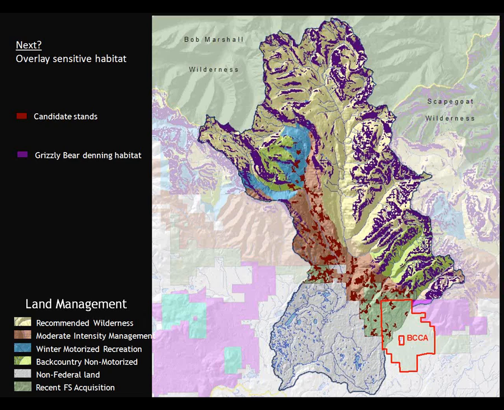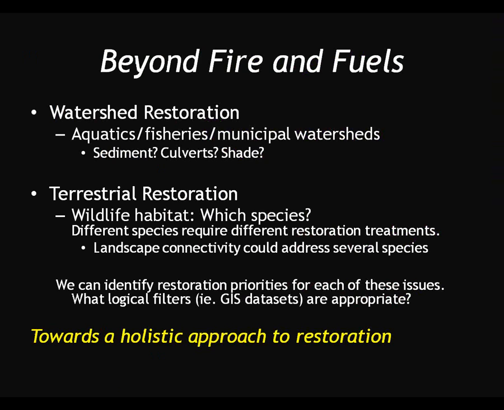So that's an example of how our filtering works, and I've blown through it a little quickly, because I want to save time for questions. But this is only addressing a single element of restoration. So how do we address things like watershed restoration? Are we talking about different aquatic species? Are we talking about the forest structure of a municipal watershed? How do we address terrestrial habitat?